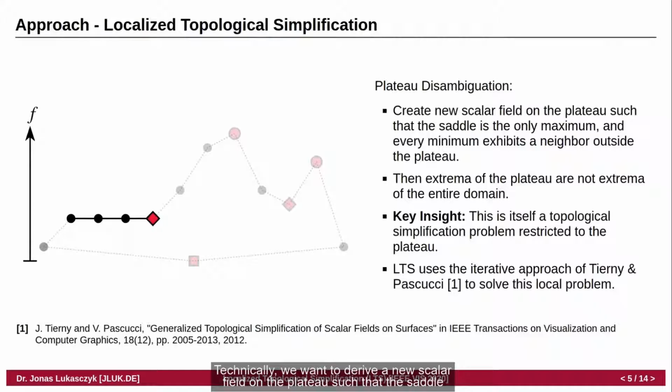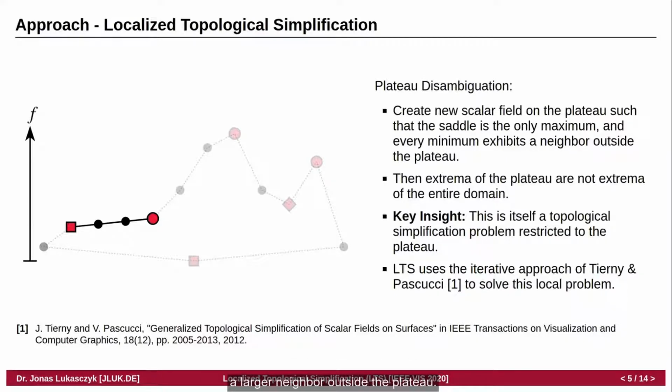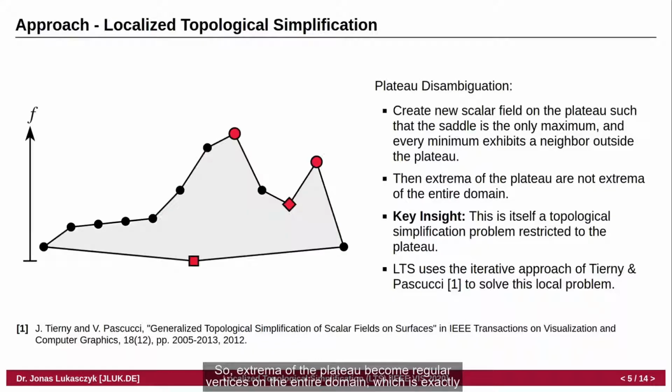Technically, we want to derive a new scalar field on the plateau such that the saddle is the only maximum and every minimum exhibits a neighbor outside the plateau. Imagine if this would be true, then the saddle becomes a regular vertex since it must have a larger neighbor outside the plateau. And also every minimum becomes a regular vertex because every neighbor outside the plateau has to be smaller than the plateau, as it was computed based on a superlevel set propagation. So extrema of the plateau become regular vertices on the entire domain, which is exactly what we want.